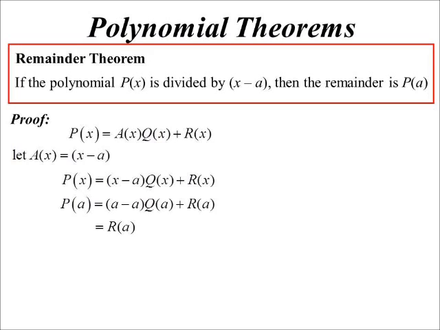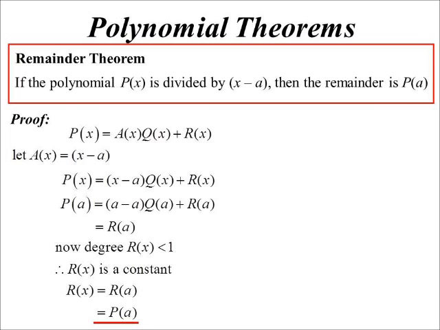But remember, the degree of the remainder is less than the degree of the divisor. The degree of the divisor is what? 1. Therefore, the degree of the remainder must be 0, which means it's a constant value. So, remainder a is the same as remainder x, because it doesn't matter what I substitute in, it's going to be a constant value. And so remainder x is remainder a, is polynomial a, thus proving our theorem.